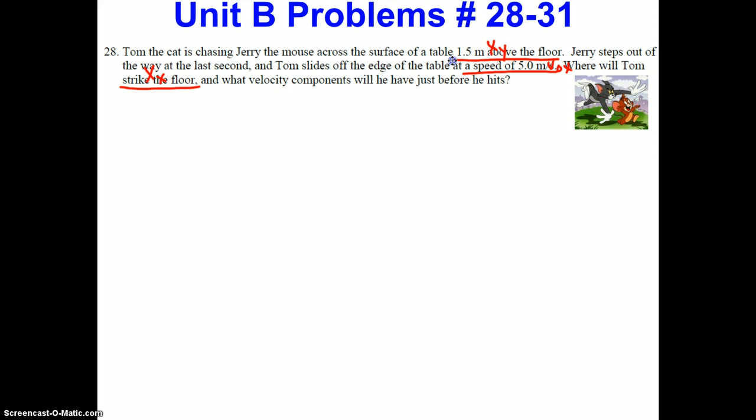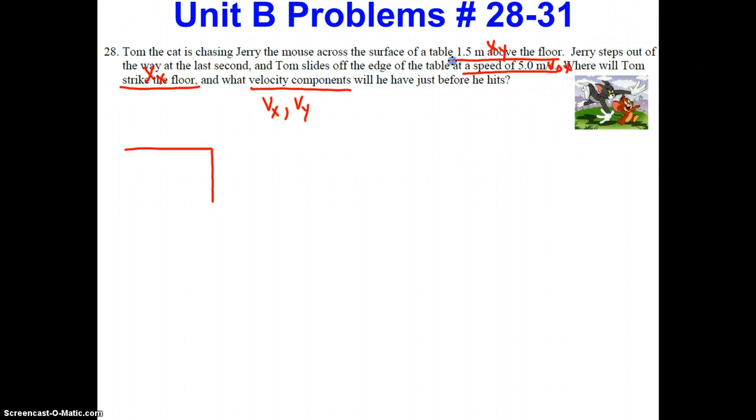And what velocity components will he have just before he hits? So we are looking for not the final velocity, but the X and Y components of that final velocity. Okay? We're going to start after labeling our information here with a really well labeled diagram to help ourselves out.